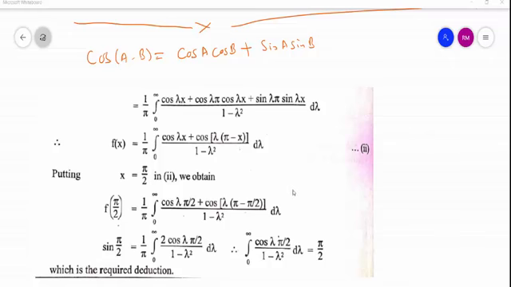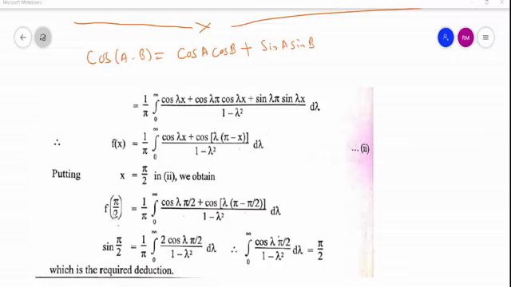After this the problem is not complete, because the next line is, hence deduce that the integration of cos of lambda pi by 2, whole divided by 1 minus lambda square, d lambda, its value we have to show is pi by 2. To show this equality we can substitute pi by 2 instead of x in equation 2, so that we can get f of pi by 2 equal to this.